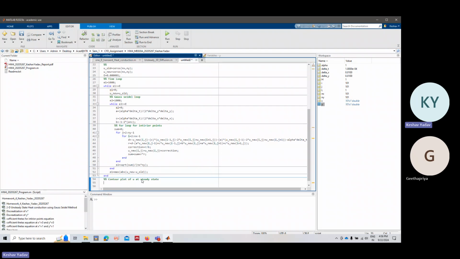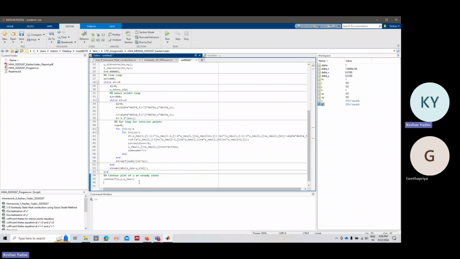Simply I can do contour. I can do directly contour f x comma y comma u new. I will do that, and I will get the contour.